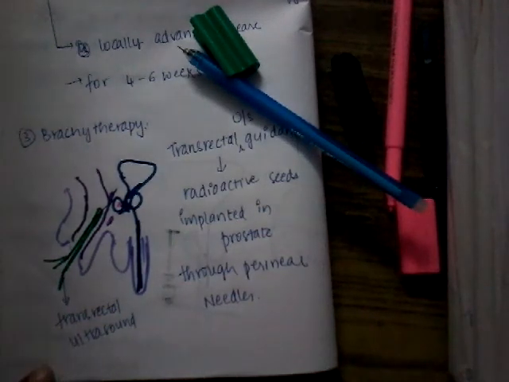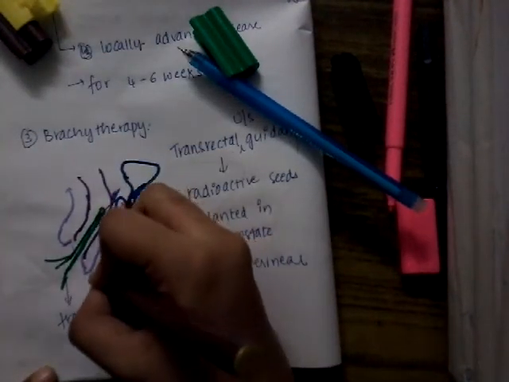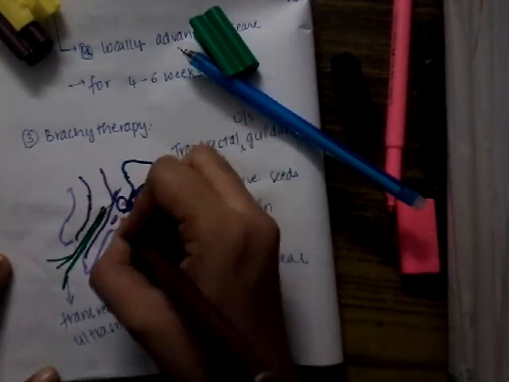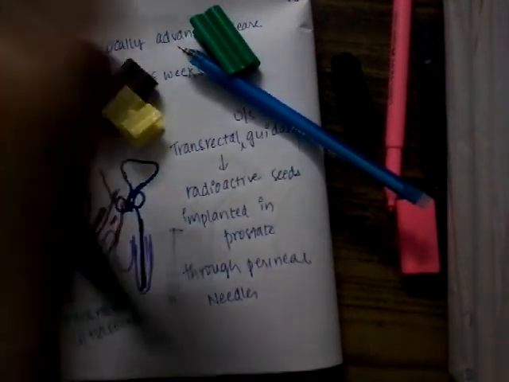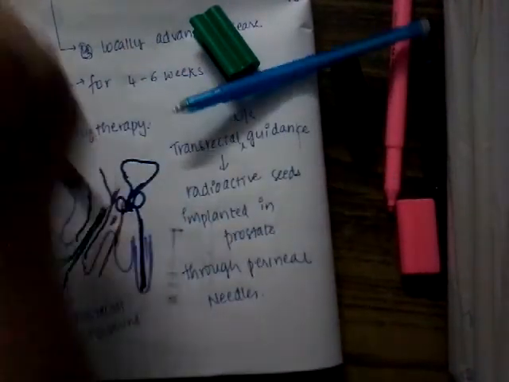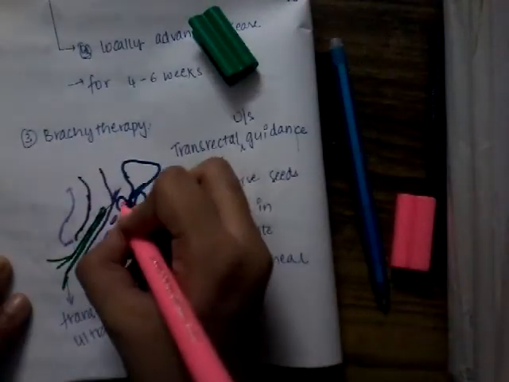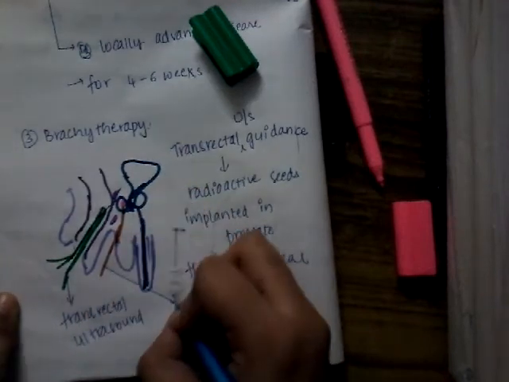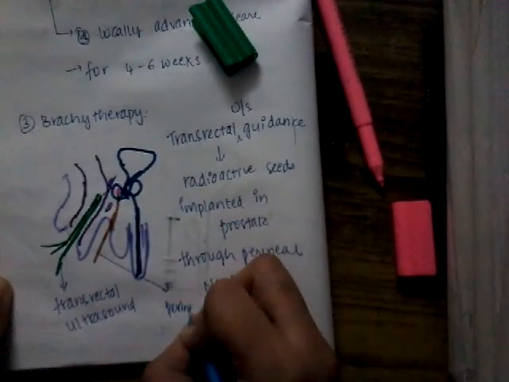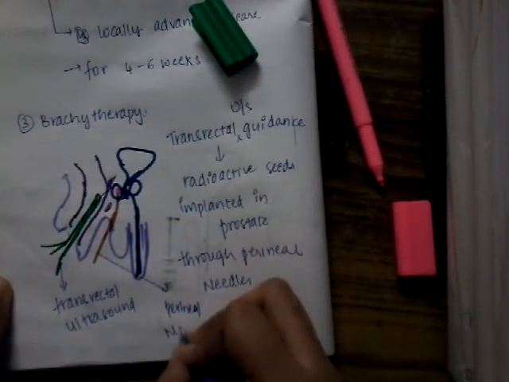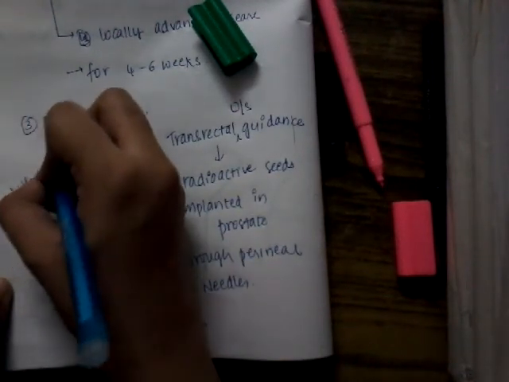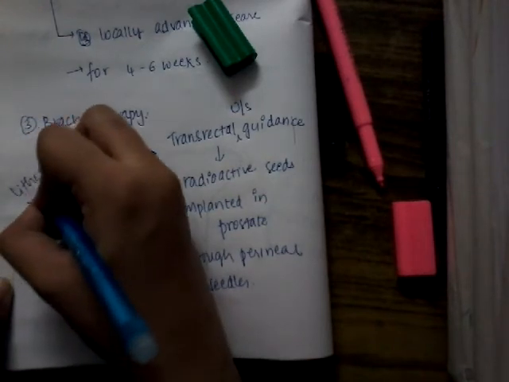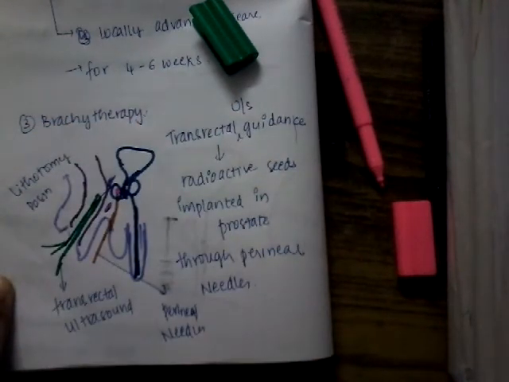This is a perineal needle. Through perineal needles, we will implant these seeds. These seeds are implanted through perineal needles. These are the perineal needles. Okay. All this is done in lithotomy position. So this is brachytherapy.